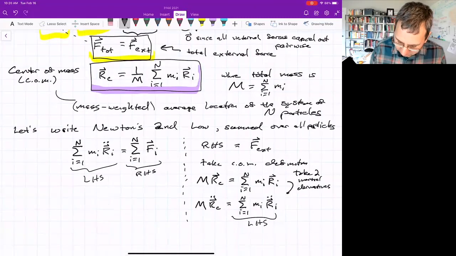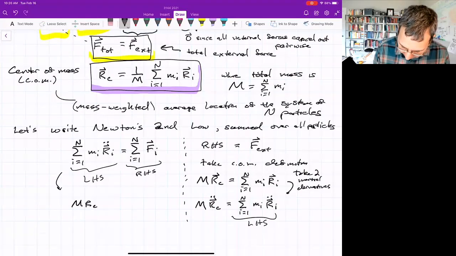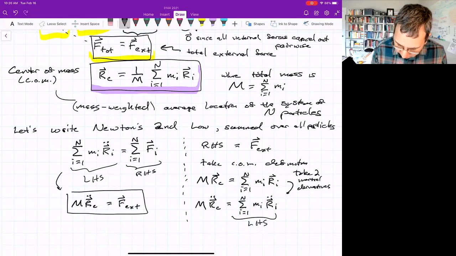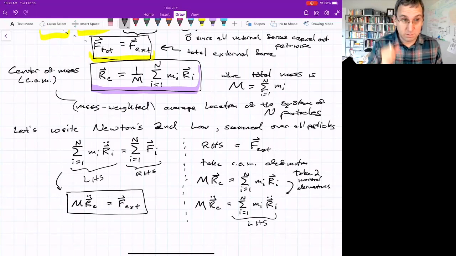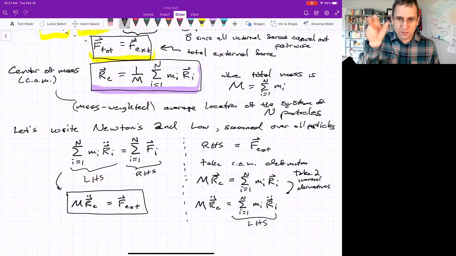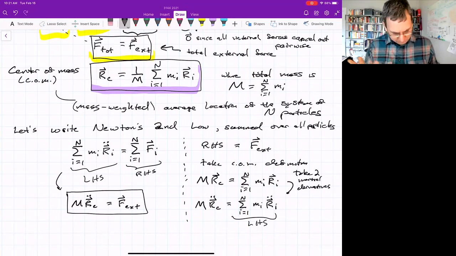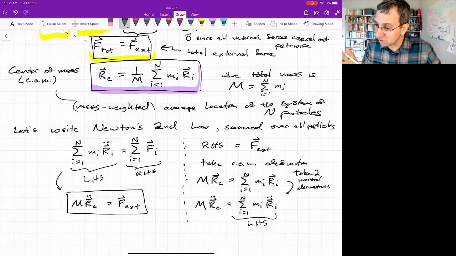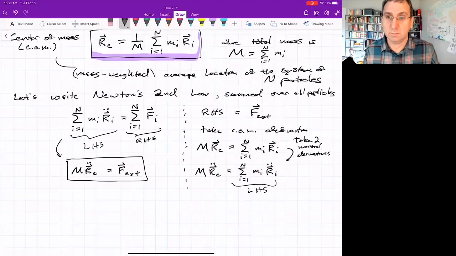So this becomes M RC double dot equals FEXT, which is just a single vector ordinary differential equation. Right, it's got 3 components. It looks like Newton's law. It came from summing over Newton's law for each individual particle. But something weird happened. That weird thing is that all of the internal forces canceled out and we're left with just an external force over here, which is often easier to deal with. Or there might not be an external force. If there's no external force, then more magic happens.